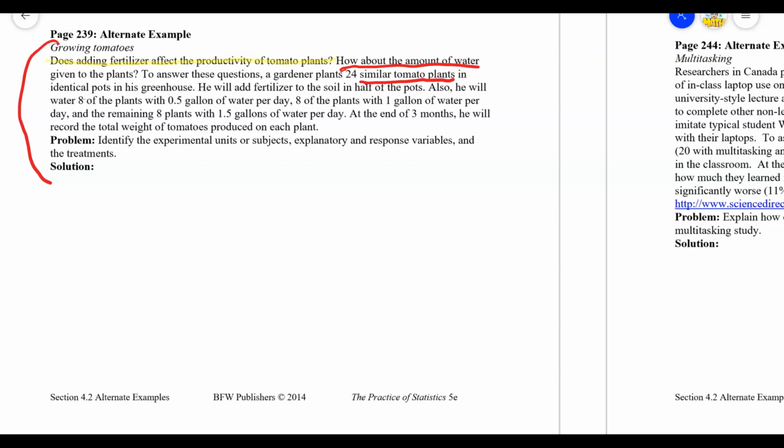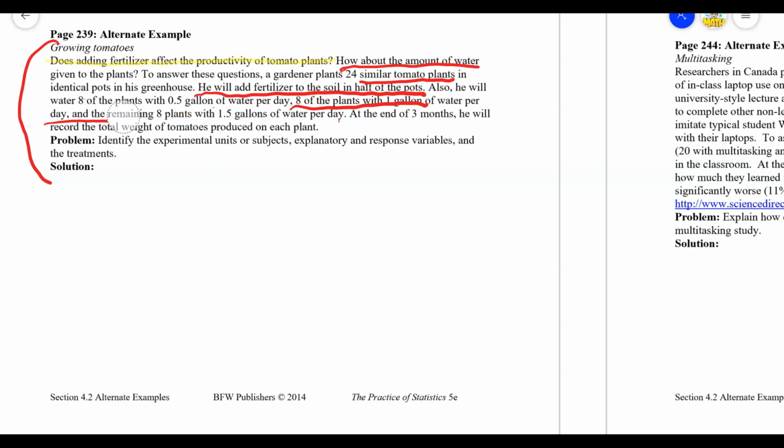He's going to add fertilizer to the soil in half of the plots, okay? So what we're going to have right away is one group that gets fertilizer and the other group gets no fertilizer, okay? Now, also, he's going to give 8 of the plants half a gallon of water per day, 8 of the plants 1 gallon of water per day, and the remaining 8 plants 1.5 gallons of water per day. So every single tomato plant is going to get water to some degree, but only half of them are going to get fertilizer.